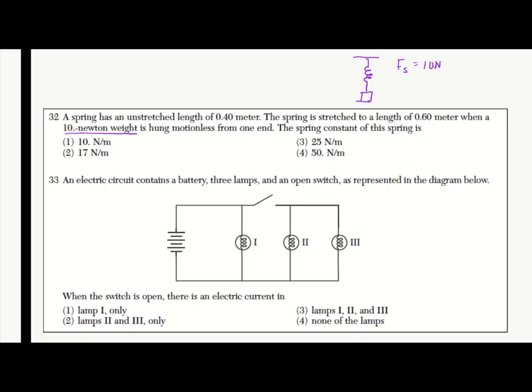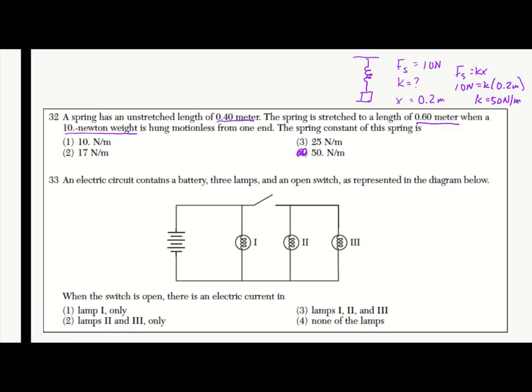We're looking for a spring constant K, and X is the amount of compression or elongation. So it's being stretched from 0.4 to 0.6. The amount it's being stretched is the difference between them, and that's 0.2 meters. So Fs equals Kx. 10 newtons equals K times 0.2 meters. K is 10 divided by 0.2, or 10 times 5, and that'll get you 50 N/m, choice 4 for number 32.